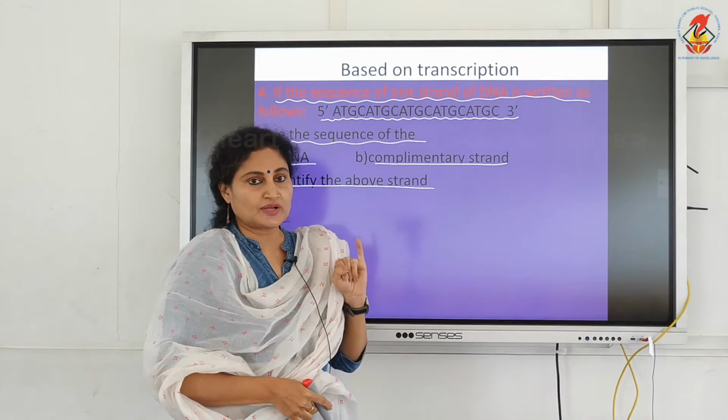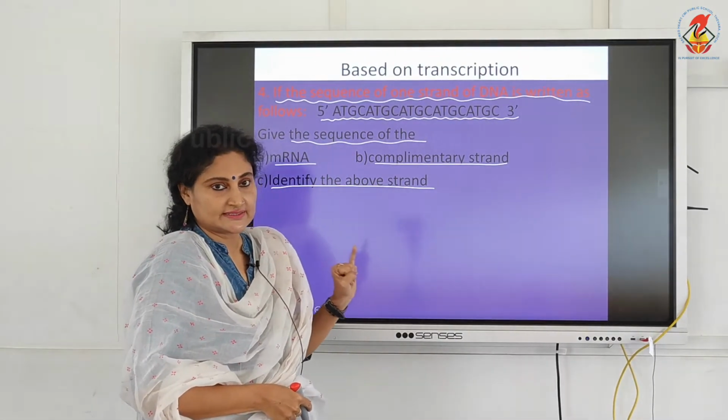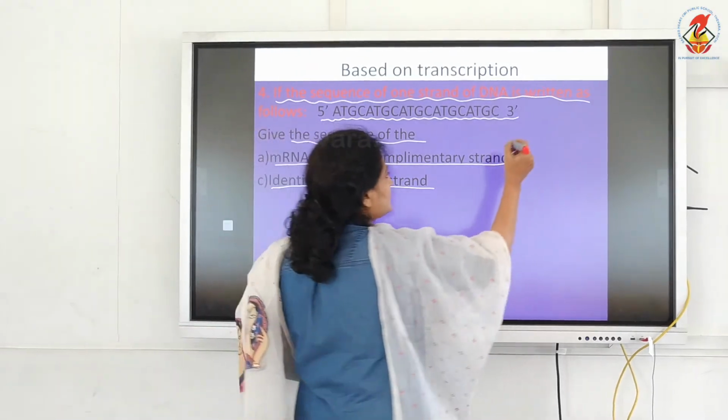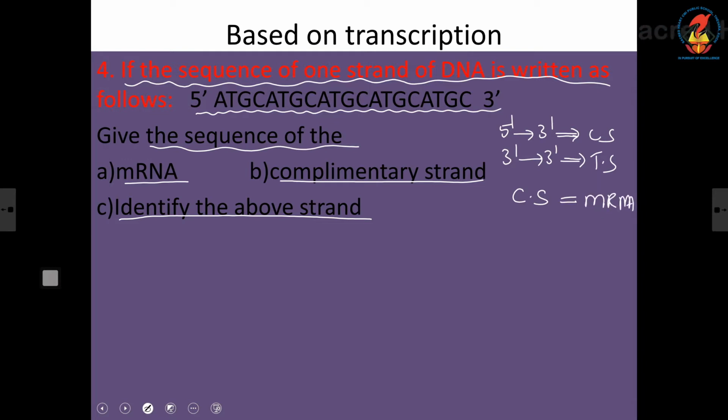The given sequence is that of one of the strand of DNA. So the tip number 1 I am giving you, first of all you identify which strand of DNA it is. So always remember, the strand which is running in 5 prime 3 prime direction is called the coding strand. The strand running in the 3 prime 5 prime direction is called the template strand. Next tip I am telling you to remember is, always the sequence of the coding strand is equivalent to the mRNA strand, except that T is replaced by U. Instead of T, it is U in the case of mRNA.